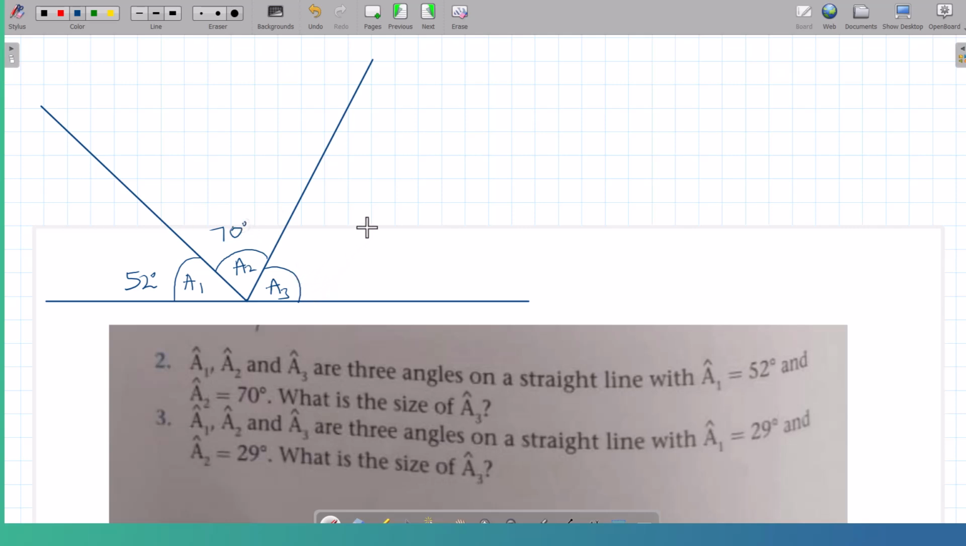So what am I gonna do? Any ideas? I'm gonna say angle A1 plus angle A2, then plus angle A3. I must equate to what, guys? Who can tell us? Is it 360 degrees or 90? What must I equate to?